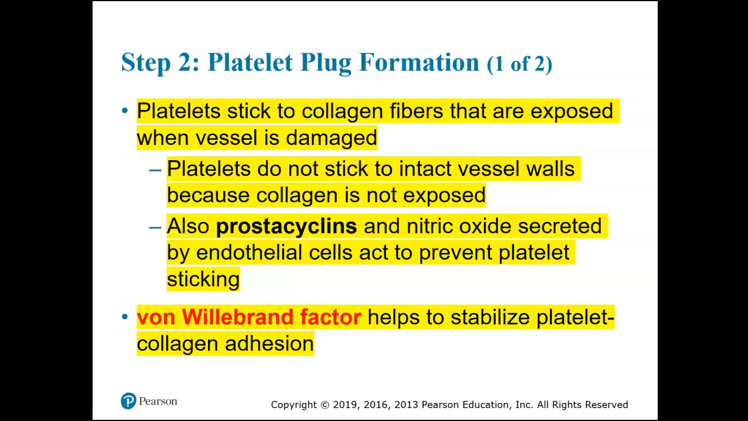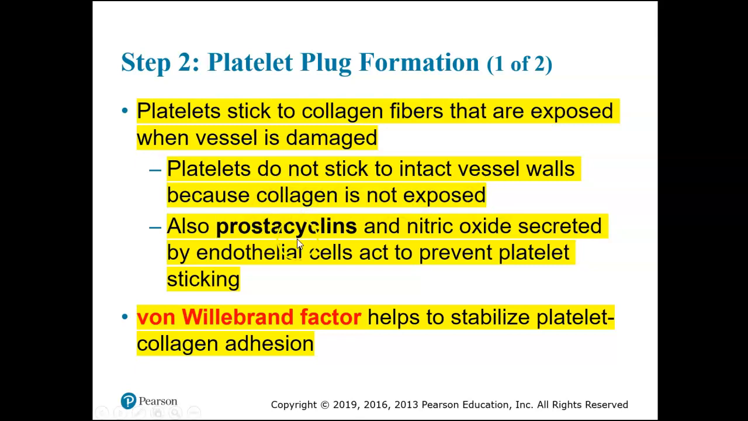or blood clotting. So in step 2, the platelet plug formation, the platelets or thrombocytes stick to collagen fibers that are exposed when the blood vessel is damaged. The platelets do not stick to intact vessel walls because the collagen is not exposed.